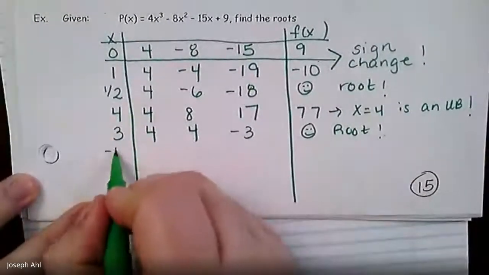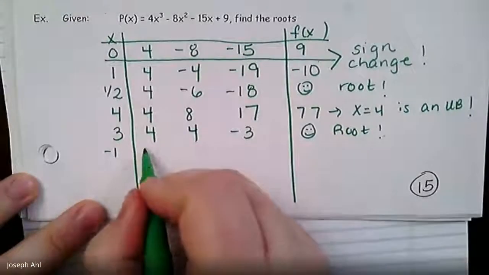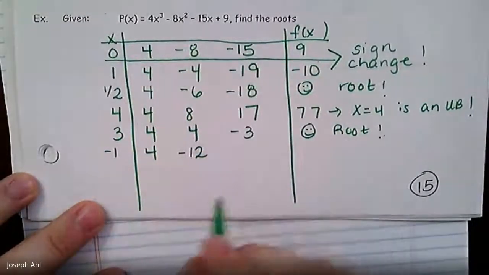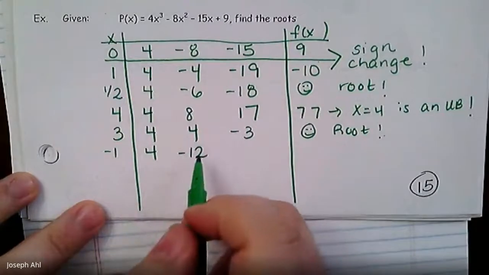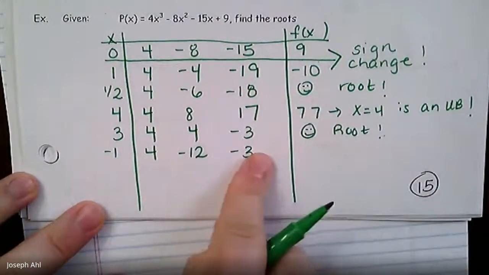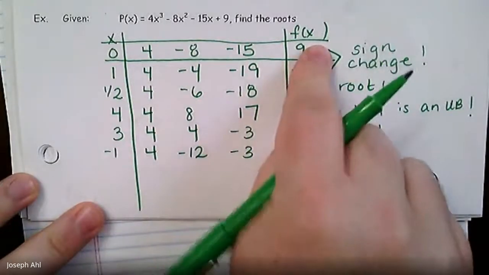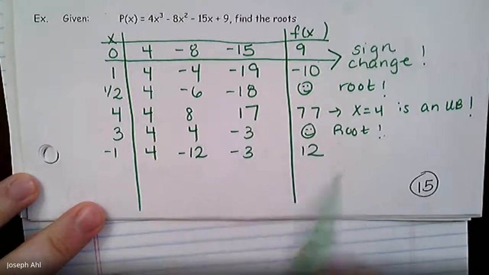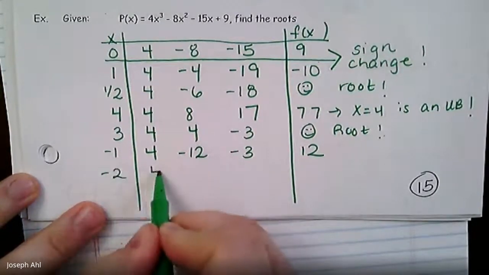If I test -1, bring down the 4. 4 times -1 is -4 plus -8 is -12. I'm picking up the pace here. -12 times -1 is 12 plus -15 is -3. -3 times -1 is 3 plus 9 is 12. Forget doing double time on these videos. You might have to slow me down. I don't even know if that's an option on YouTube. Okay, that didn't work.